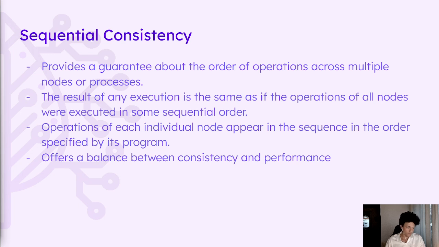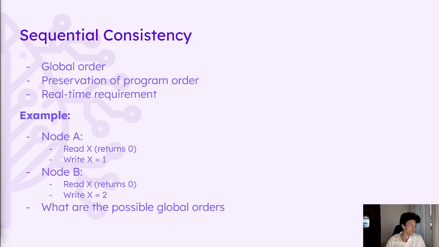And I think we can understand it with a small example. As we said, there is a global order of operations, and this global order is consistent with the order of operations on each individual node. We need to preserve the program order, the order in which operations in each node are executed. And then the real-time requirement is that if an operation happens before another operation in real time, the order should also be preserved in the global order.